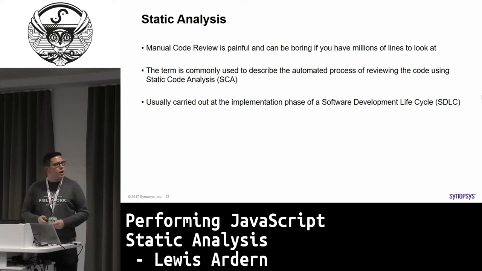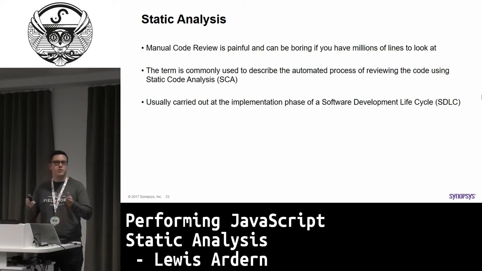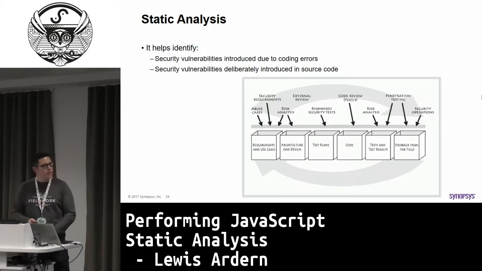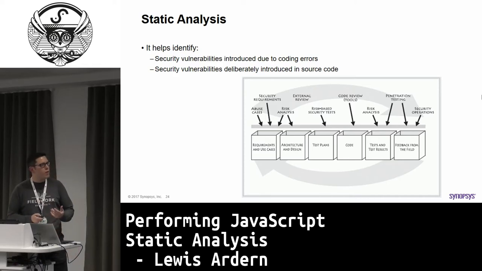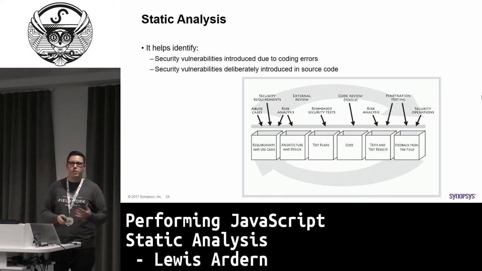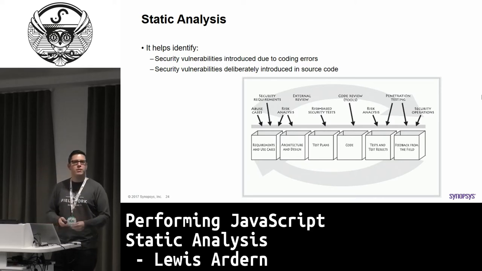So it's normally carried out in the implementation phase of the software development lifecycle, and basically this just means the code level. If we take a look at this diagram, when you're building an application, you normally have an SDLC, and you start with requirements and use cases, then go into architecture and design, then test cases, and ultimately you get to your code, when the actual implementation phase happens.